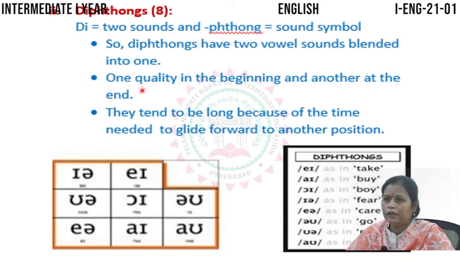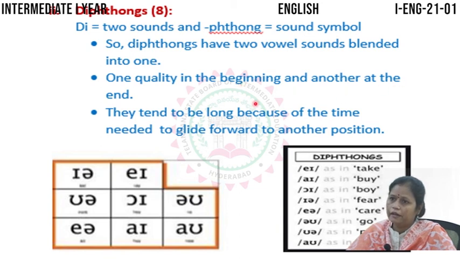When pronouncing a monophthong, only a single quality is maintained throughout the pronunciation of that sound. Coming to diphthongs, there will be a change in the quality of the sound: one quality in the beginning and another at the end. For example, let us see here. This is a diphthong. This one is E, that is A. So in the beginning it starts with an E sound and ends with an A sound.